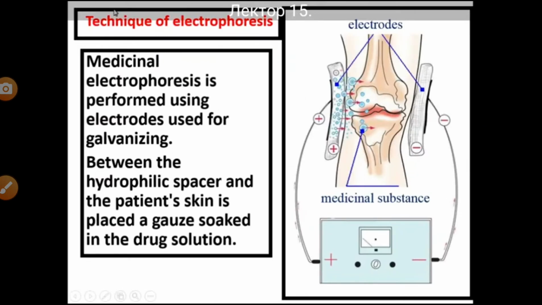This information by technique of electrophoresis. Medical electrophoresis is performed using electrodes used for galvanizing. This diagram you draw in your copybook. All this information by technique of electrophoresis you write in your copybook.